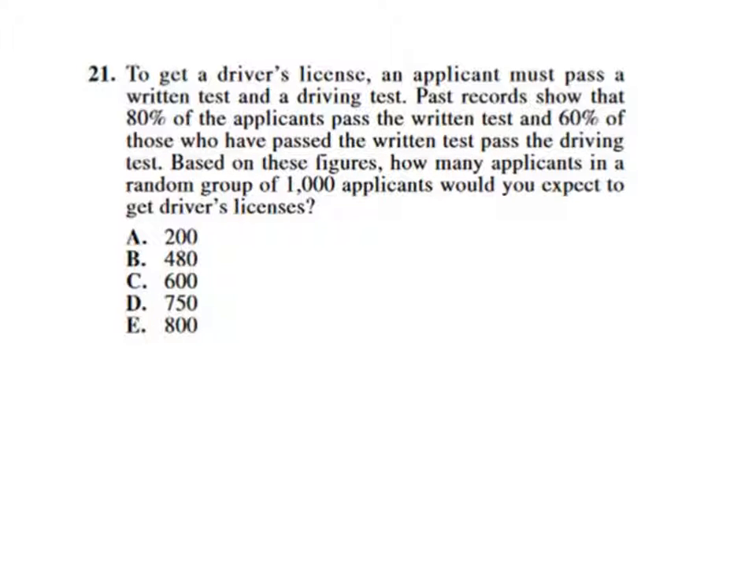In this question, they tell us that we have a random group of 1,000 applicants. And it says of those 1,000 applicants, 80% of those pass the written test. So 80% pass the written test. So the first thing I'm going to do is to figure out what is 80% of 1,000 people.